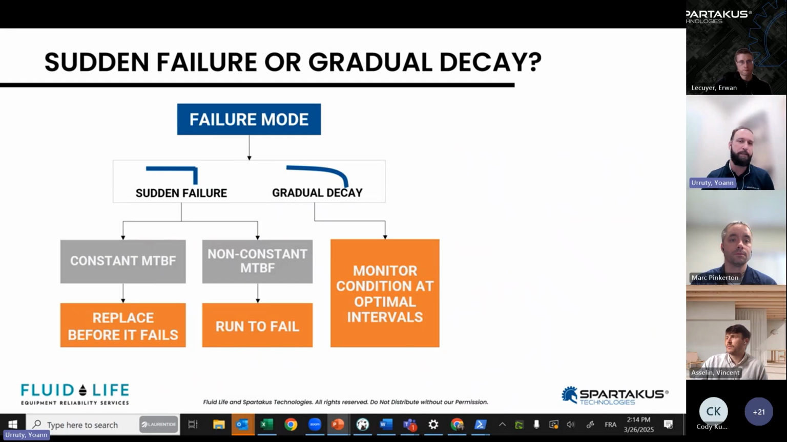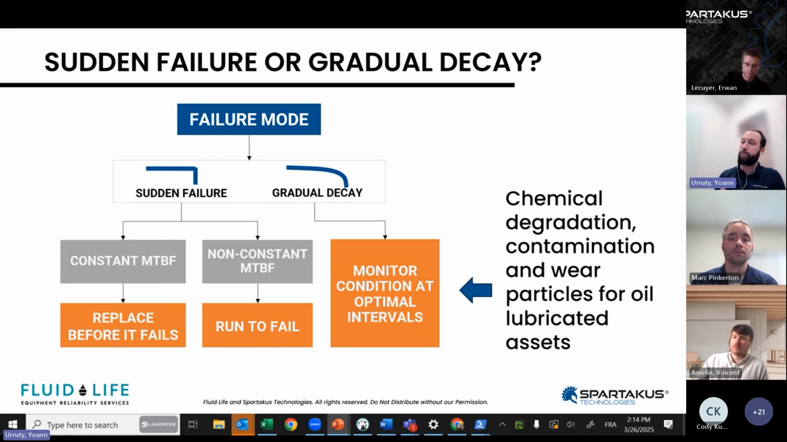Probably less than 20% of all failures have a constant MTBF, which means that the rest is very random, like the scenario in the center, non-constant mean time between failure, which in the case of sudden failure, something we cannot see coming, will lead to run to failure. And then there's the last scenario, the gradual decay on the right, which will tell you need to monitor condition at optimal intervals. So if we look at chemical degradation, contamination, and wear particle, that falls under that category, right?